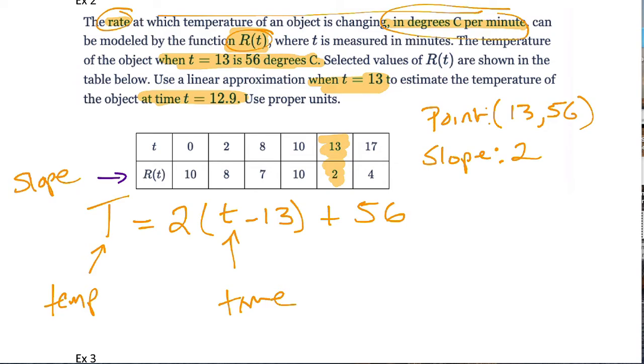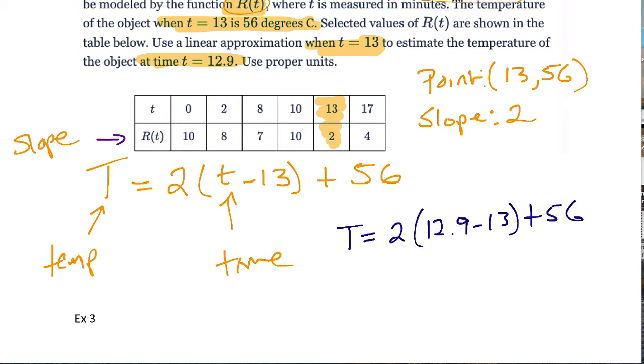So if we wanted to finish this, we would write temperature is equal to 2 times 12.9 minus 13 plus 56. Now, proper units on this. Remember, if you think about what this is, this is a temperature, right? So the end result should be degrees Celsius. That's what the unit of measure has to be, because that equation is giving a temperature, so the unit of measure on that one would be degrees Celsius.